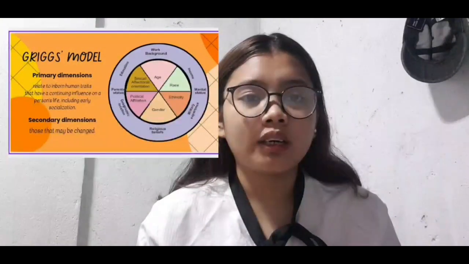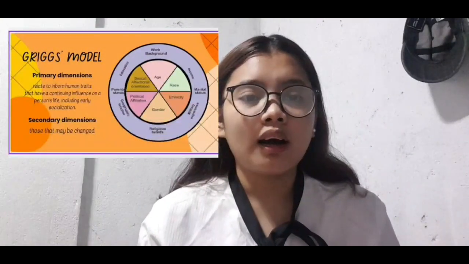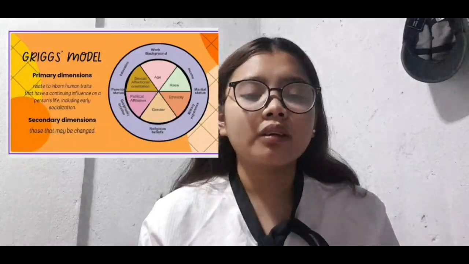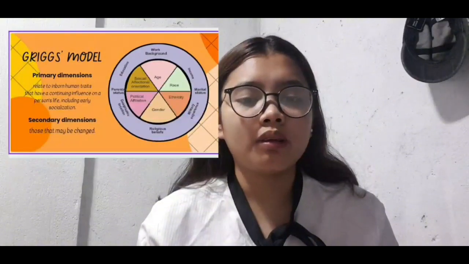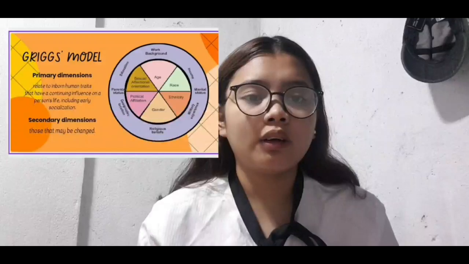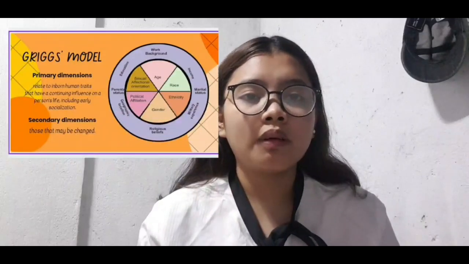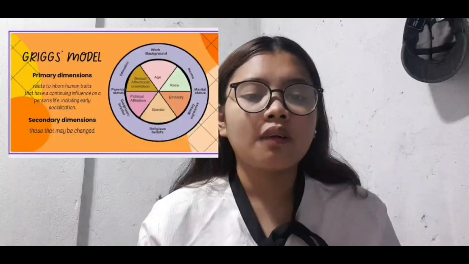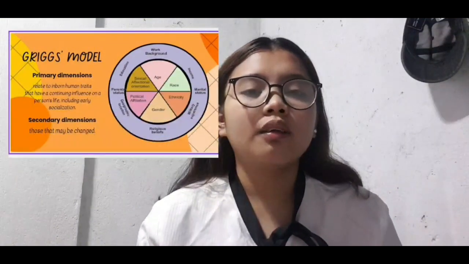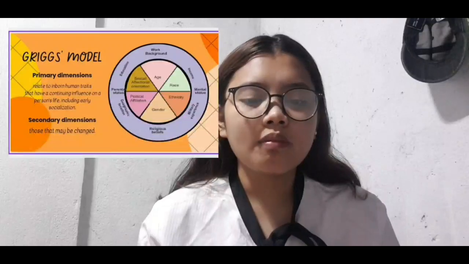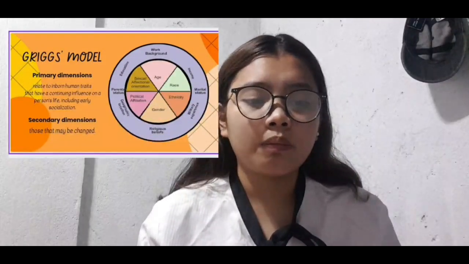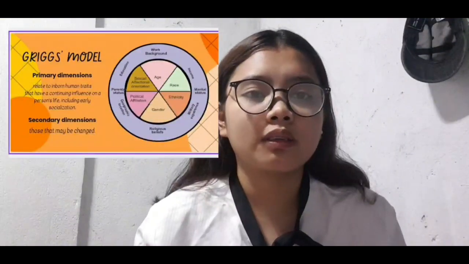Griggs model helps organizations or companies understand that diversity goes beyond the visible traits. Recognizing both primary and secondary dimensions of diversity allows companies and organizations to create inclusive environments where all employees feel valued. Primary dimensions highlight the need for anti-discrimination policies, while secondary dimensions show the importance of flexible and adaptive workplace cultures.